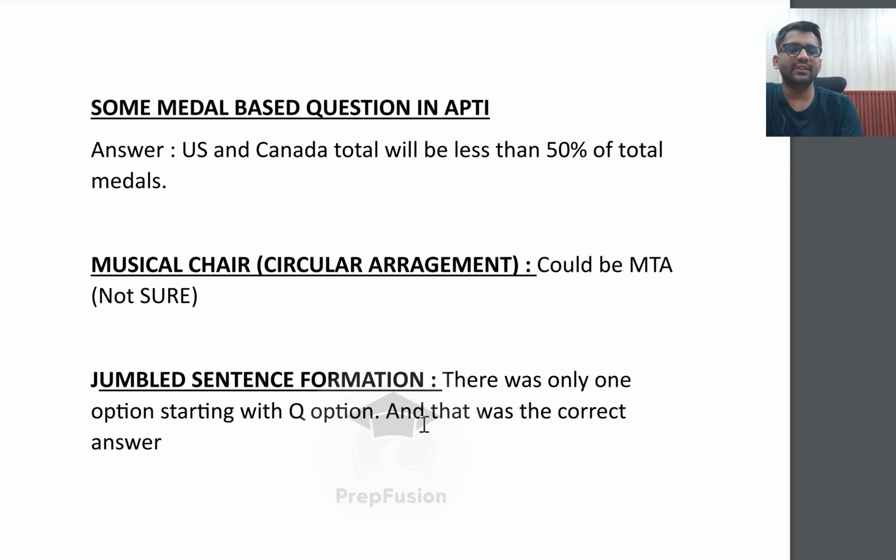Now that jumbled sentence one, because no one remembers the sentence, there were 4 sentences, and you just needed to frame a meaningful paragraph from those 4 sentences. People are saying that, sir, there was only one option which was starting from Q. So the first sentence was Q, and that would have been the answer. And that's it. These are all your 65 problems.